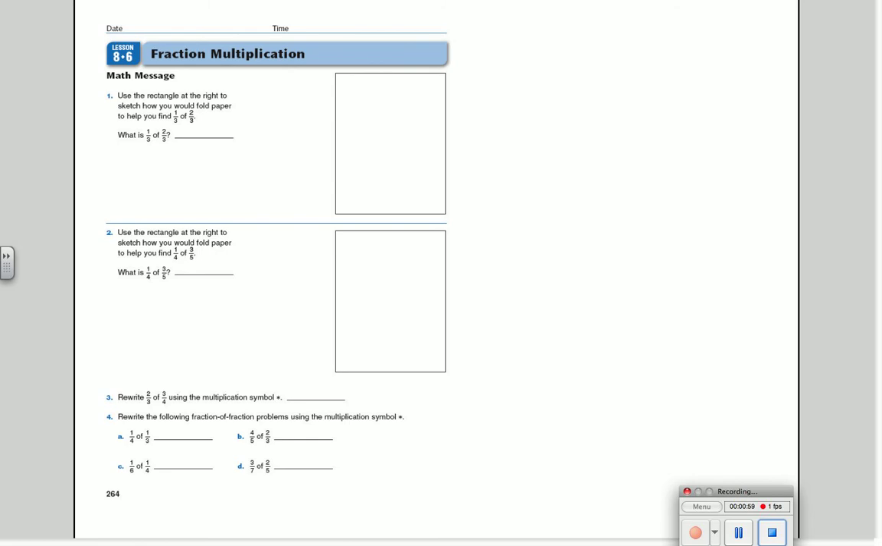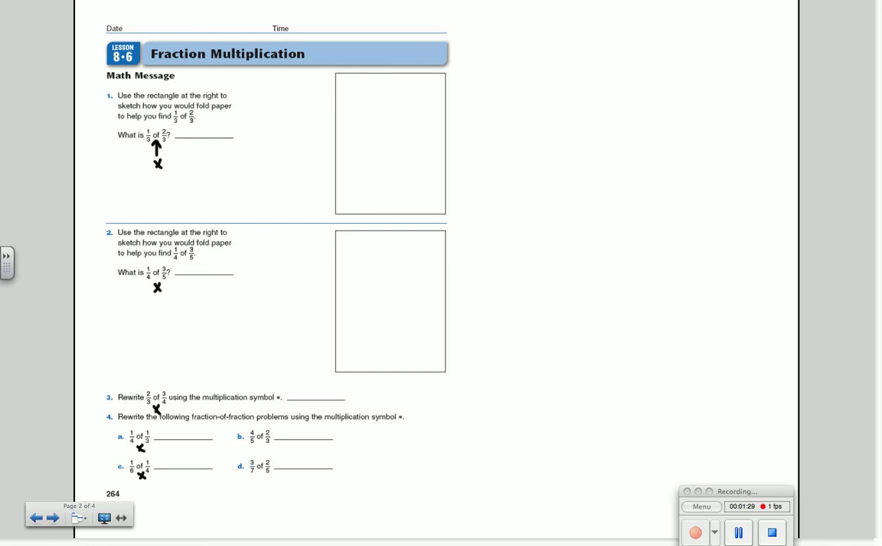So, question 1, math message. Use the rectangle at the right to sketch how you would fold paper to help you find 1/3 of 2/3. First things first. The question is, what is 1/3 of 2/3? That word of means times. And any problem where it says of, it means times, okay? So that's the first thing you need to know.